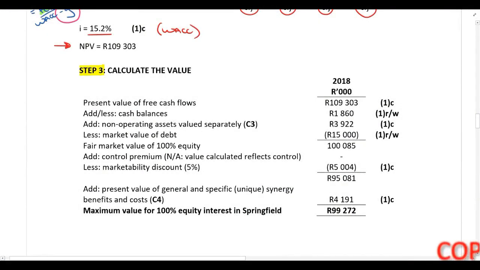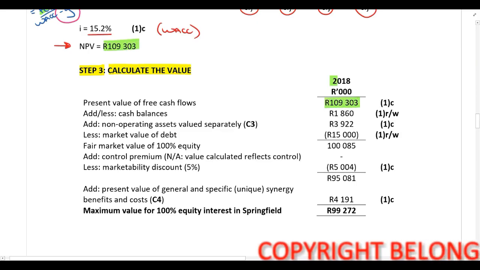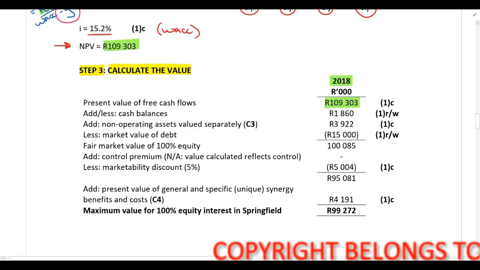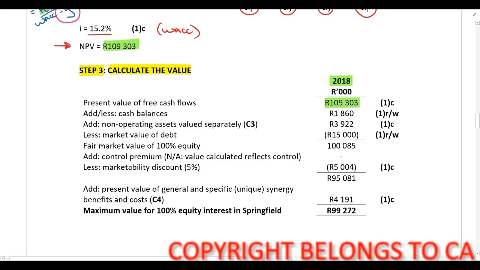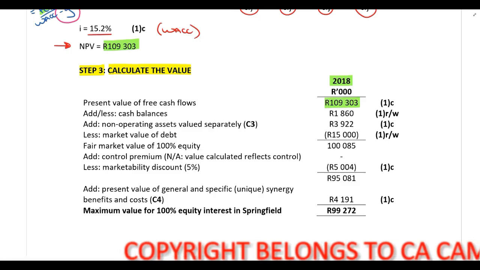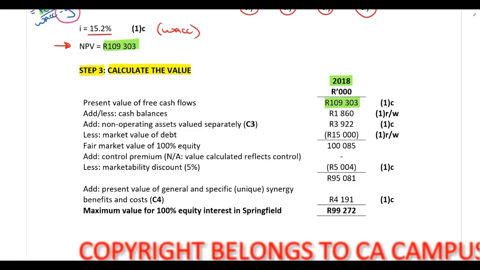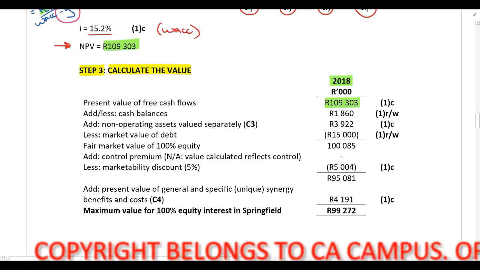Then in step 3, we wrap everything up and calculate the value. So first, you just start by bringing the net present value down. So by inputting all of the future cash flows into our financial calculator, we calculated the net present value at the 31st of December 2018.